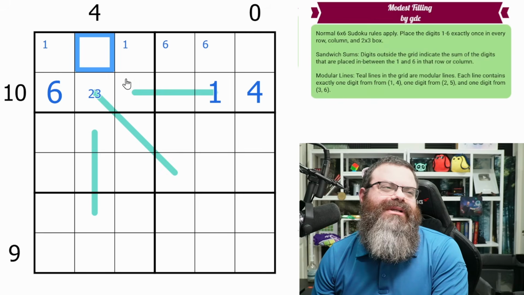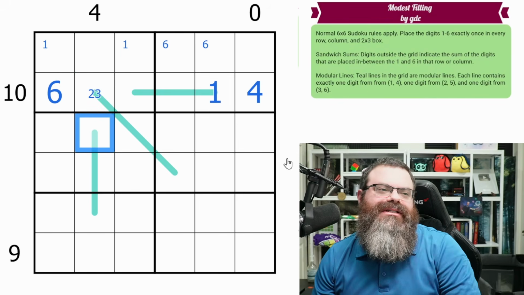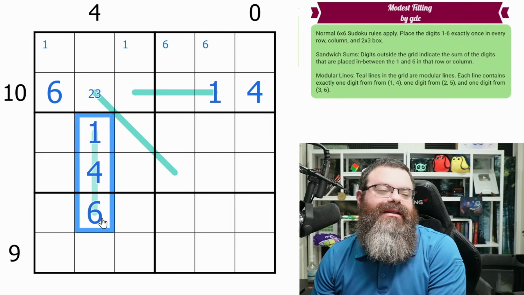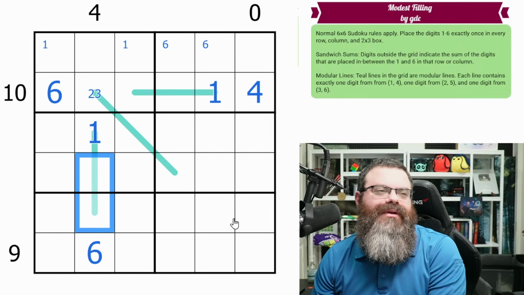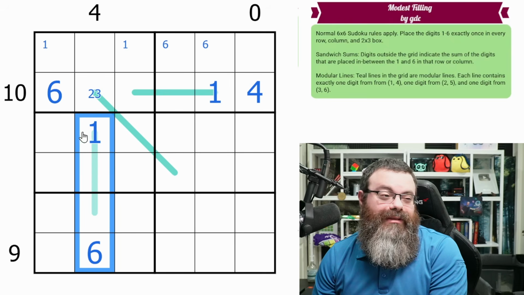And I guess I should mention, similar to the earlier clue, if the inside adds to 4, it's just going to be 1, 4, 6. You can't make the 6 farther away because how are we adding to 4? The only way in two cells is 1, 3 or 2, 2, neither of which is going to work.